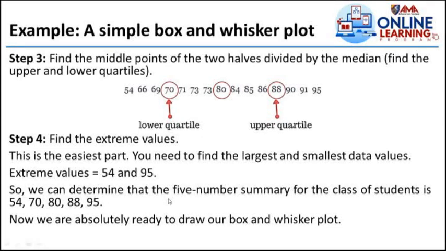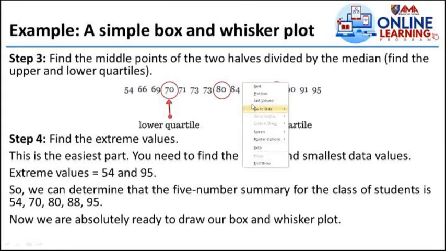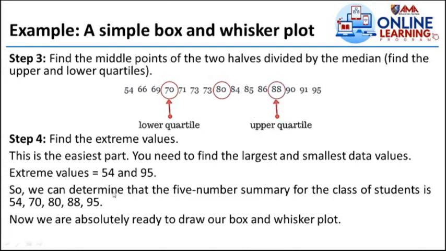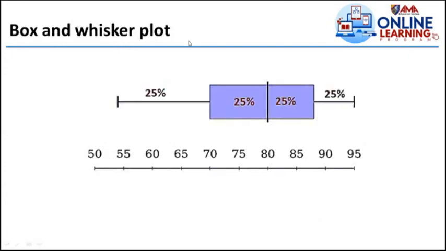Tapos, so we can determine the 5 numbers summary for the class of students. Kukunin natin yung, no? 54, 70, 80, 88, and 95. Now, we are absolutely ready to draw our box and whisker plot. So, pagkatapos natin kuhanin yung extreme values, kukunin natin yung 5 numbers summary of the class. Lower extreme, quartile 1, quartile 2, quartile 3, upper extreme. Next, ito na siya. Box and whisker plot.